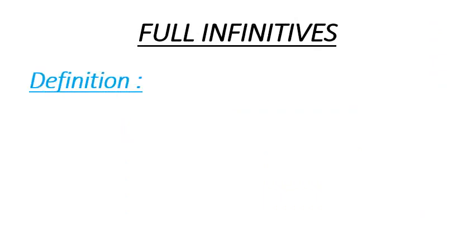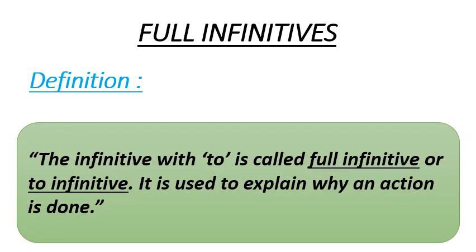So let's see what is the meaning of full infinitive or to infinitive. The infinitive with to is called full infinitive or to infinitive. It is used to explain why an action is done. It means that if the verb is used with to, then it is called to infinitive, and with to, the first form of the verb is always used.